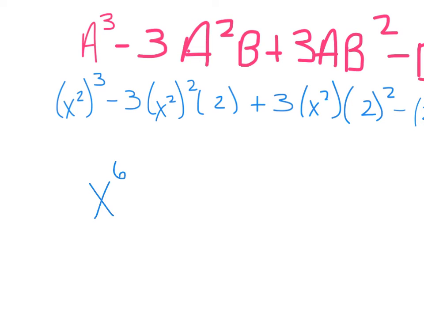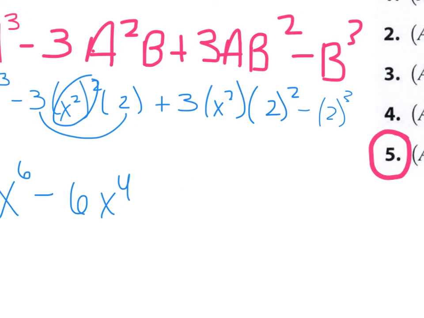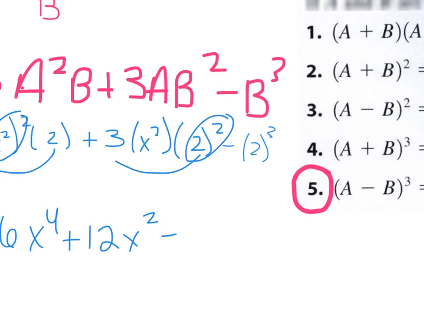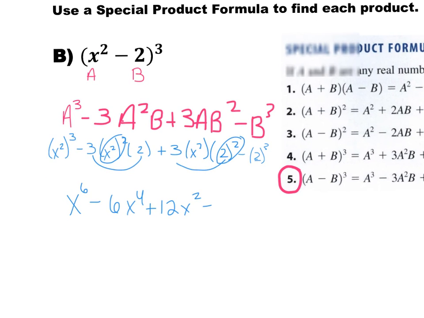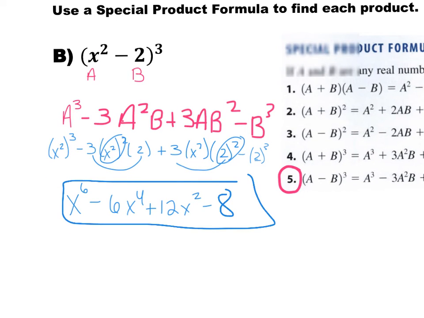X to the 6th, good. Minus 3, what? This becomes what? X to the 4th, right? And then negative 3 and 2 is what? X to the 4th. This is what? 4. So 4 times 3 is, so plus 12 x squared minus, what's 2 cubed? Yep.